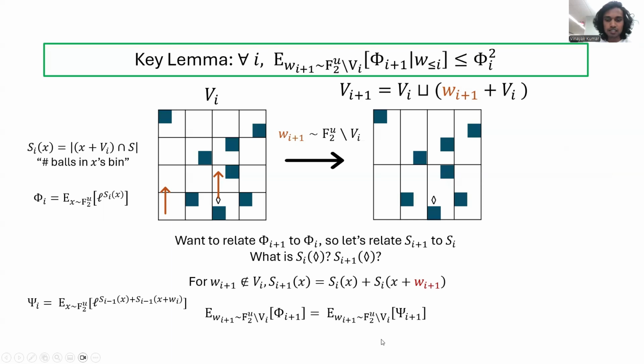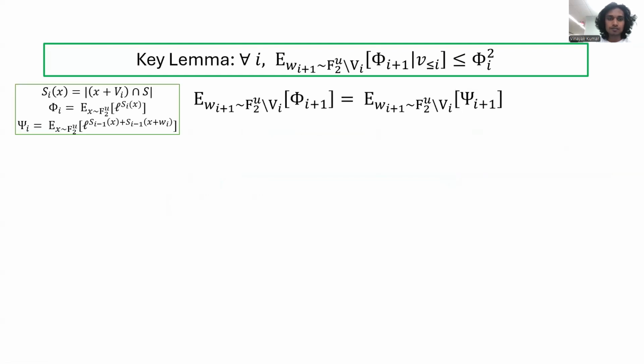Great. So now let's just expand this latter quantity and try to express it in terms of phi sub i. So again, just for reference, these are the definitions and what we've just shown. So yeah, let's expand this out. So psi sub i plus 1, right? We know it's equal to the expectation over x and w of this quantity, L to the s sub i of x plus s sub i of x plus w.